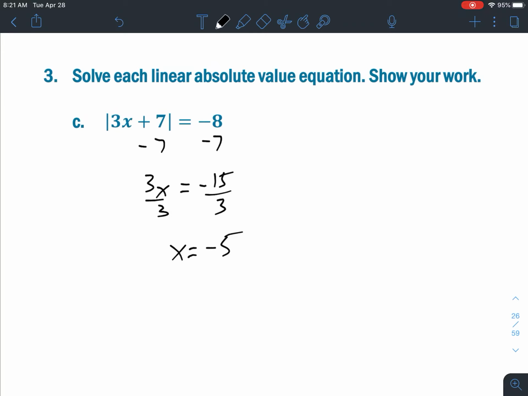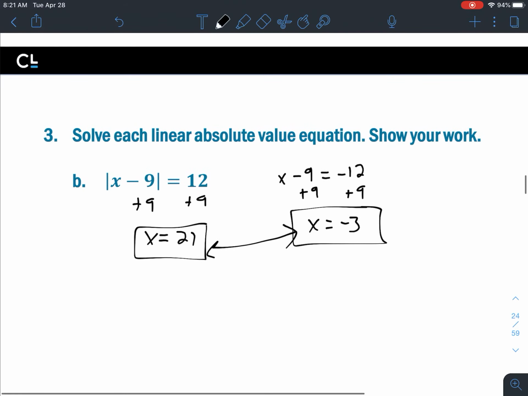For some reason though, they're saying there's no solutions. Let's check and see. So now if we plug the negative 5 in, gives us negative 15 plus 7. Oh, that's why. Once we plug that x in, negative 15 plus 7 gives us negative 8. The absolute value gives us positive 8, which does not equal negative 8. So this one does not work. That's why you have to test it and plug back in.